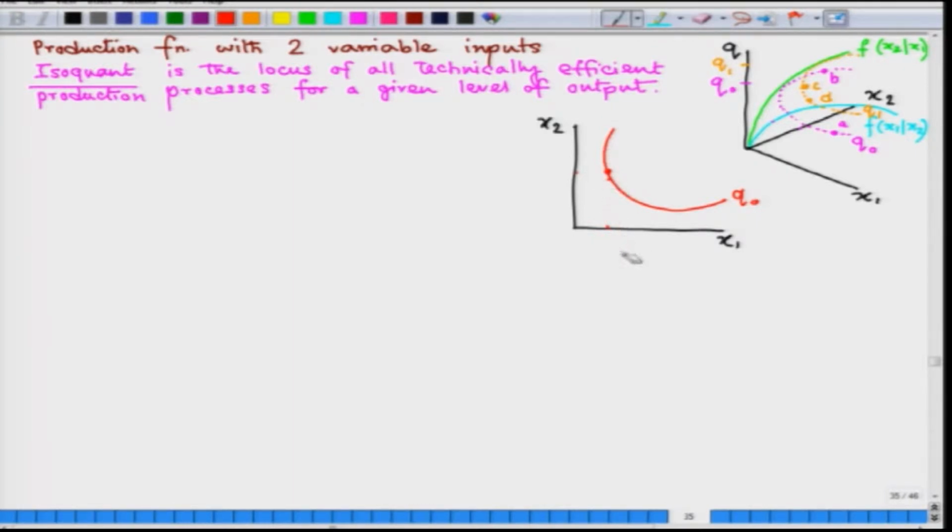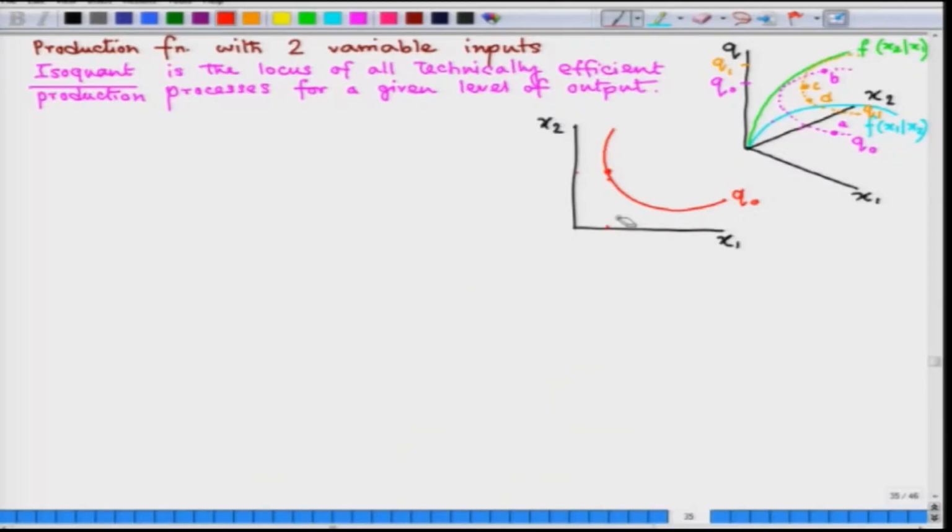Let me clean this diagram, as I do not require that point A anymore. So, whenever we have a curve in economics, we are also interested in the slope of that curve, and here also the slope of the isoquant has special interpretation. So, let us have a formal definition and derivation of the slope of an isoquant.